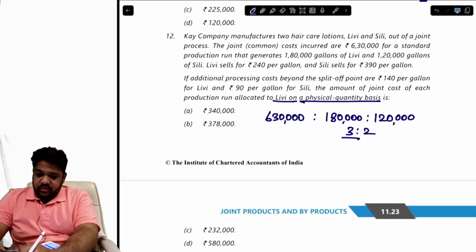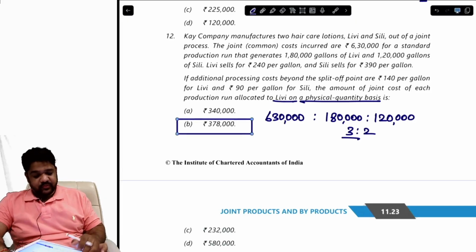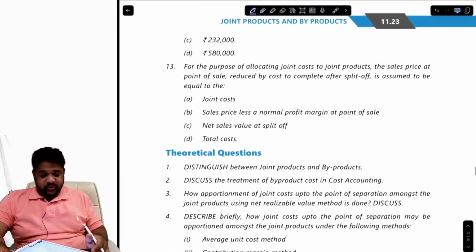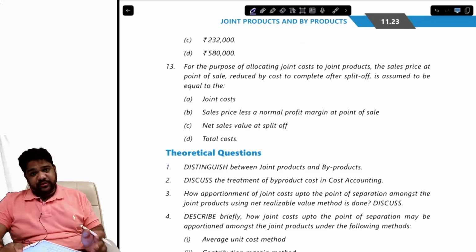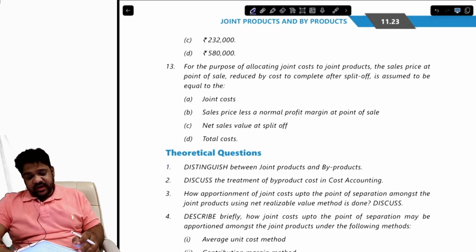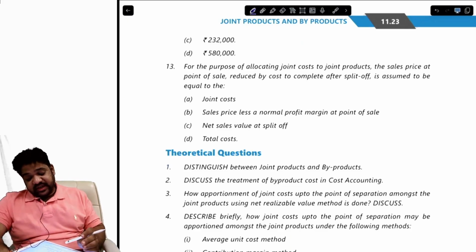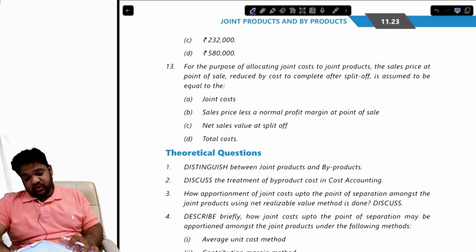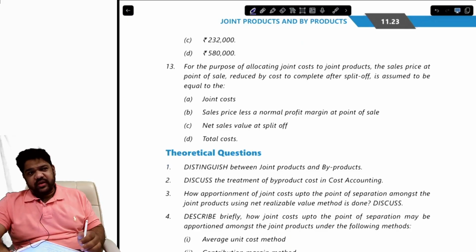6,30,000 into 3,78,000. Here is an answer. And the last one. For the purpose of allocating joint cost to joint products, the sales price at the point of sale reduced by the cost to complete after split off, that is the further processing cost, is assumed to be equal to sales price at the point of sale less the further processing cost is what it looks like. So it is assumed to be equal to NRV.